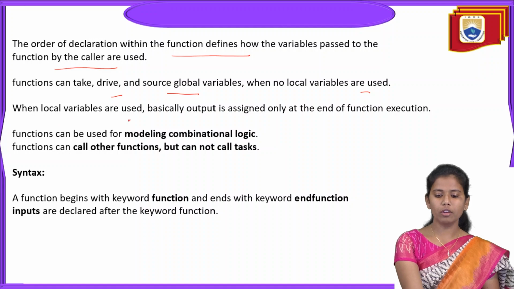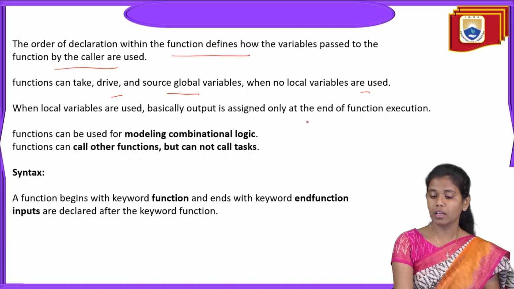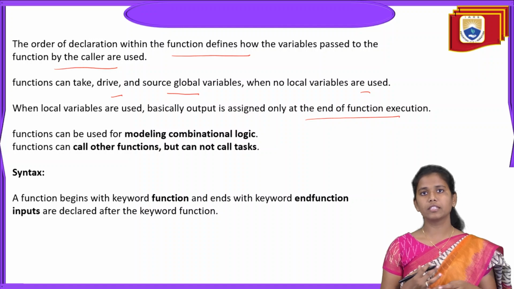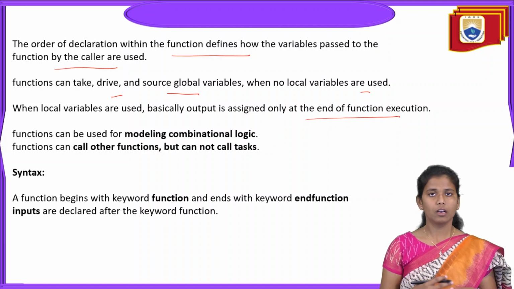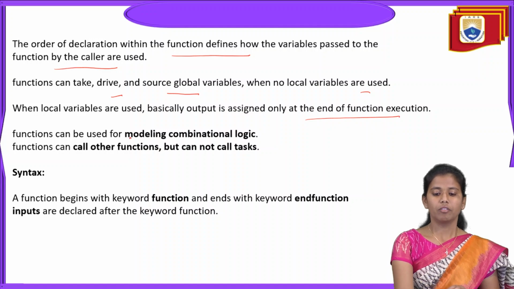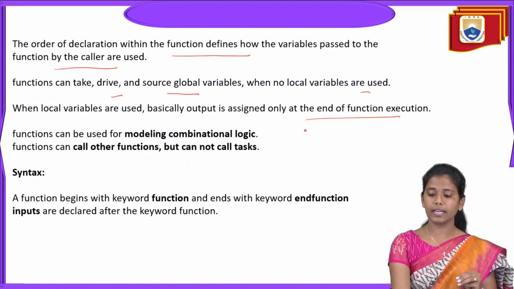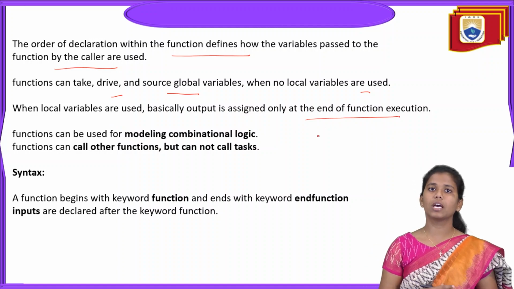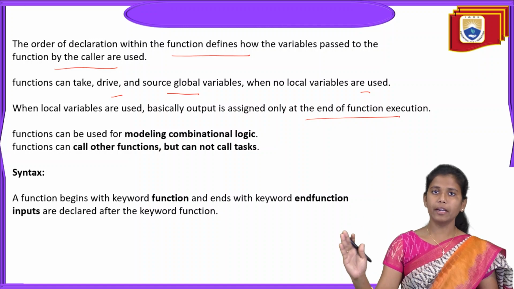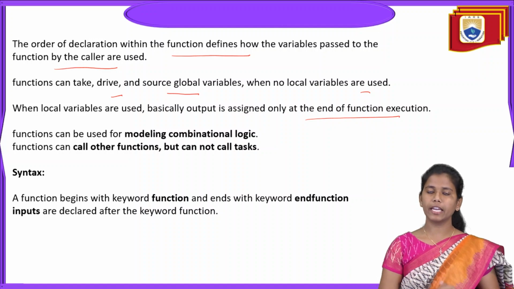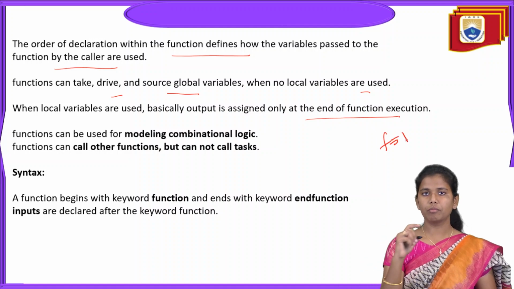Okay, when local variables are used, the output is assigned only at the end of the function execution. So when you are considering a local variable for execution with respect to functions, remember that the output is assigned only at the end of the function. Only at the end of the function's execution is the output enabled. That's the reason we say that a function returns only one output, right?